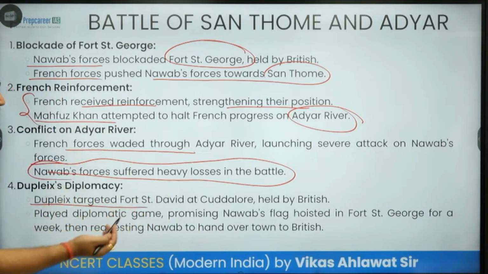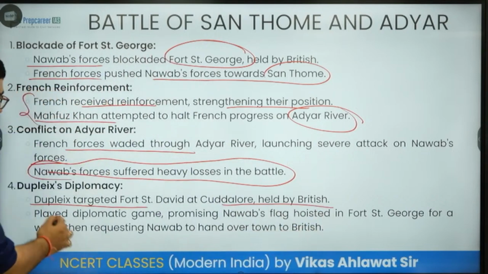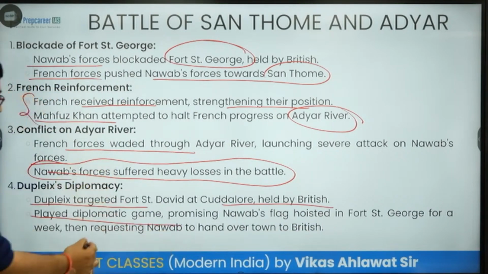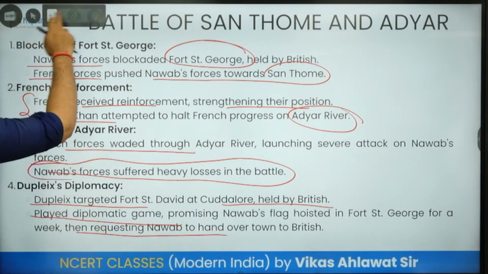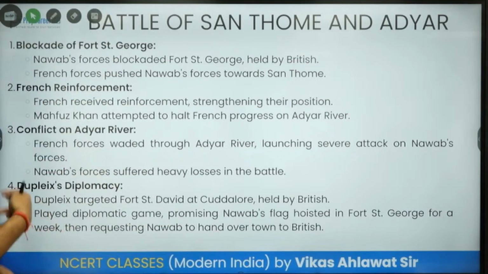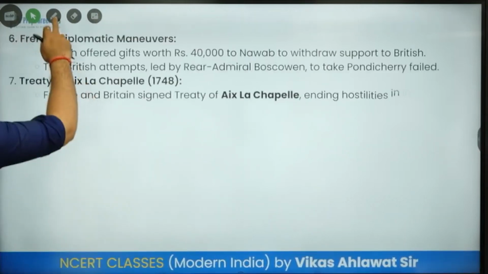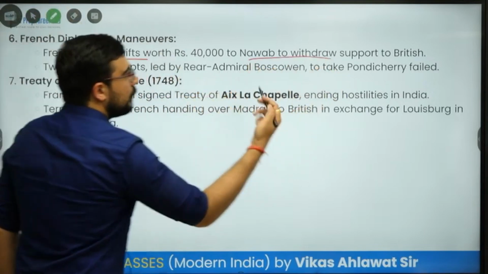Dupleix targeted Fort St. David at Cuddalore, which was held by the British. They played a diplomatic game, promising the Nawab's flag would be hoisted in St. George for a week, then requesting the Nawab to hand over the town to the British. So in a way, they defeated the Nawab first, then tried to have a link with him. And finally, the French offered gifts to the Nawab to withdraw support from the British.